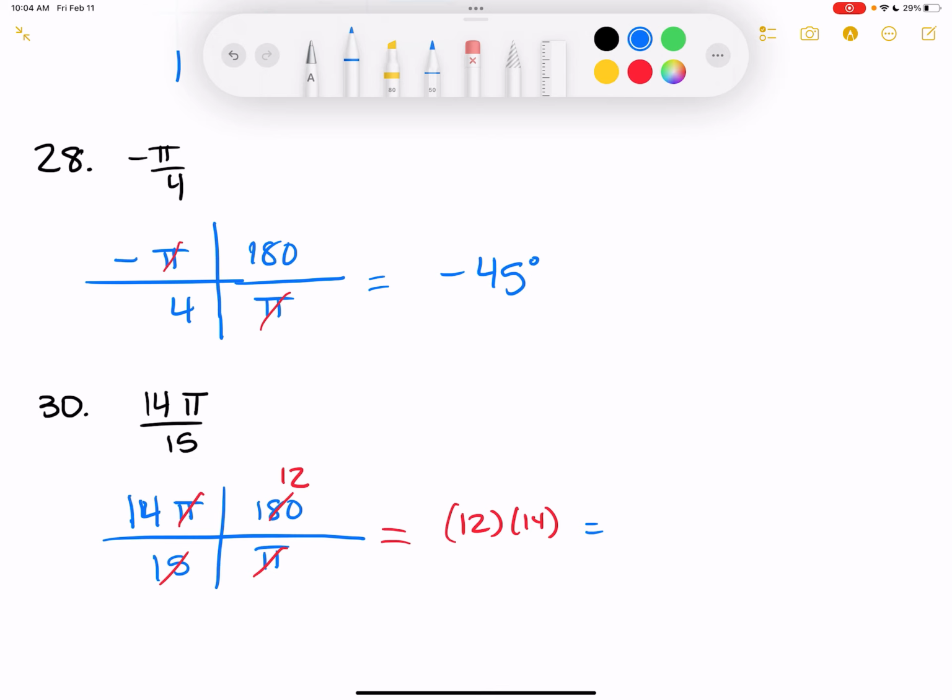168. Good job. Yeah. 168 degrees for that one.